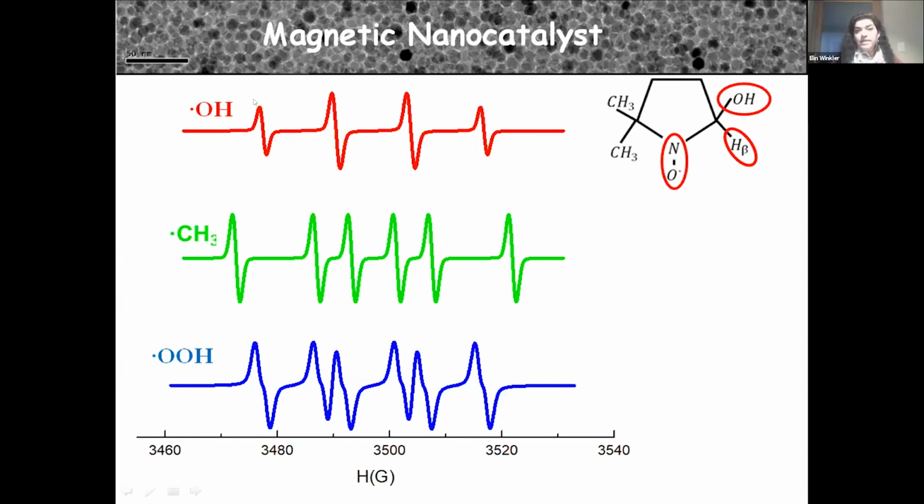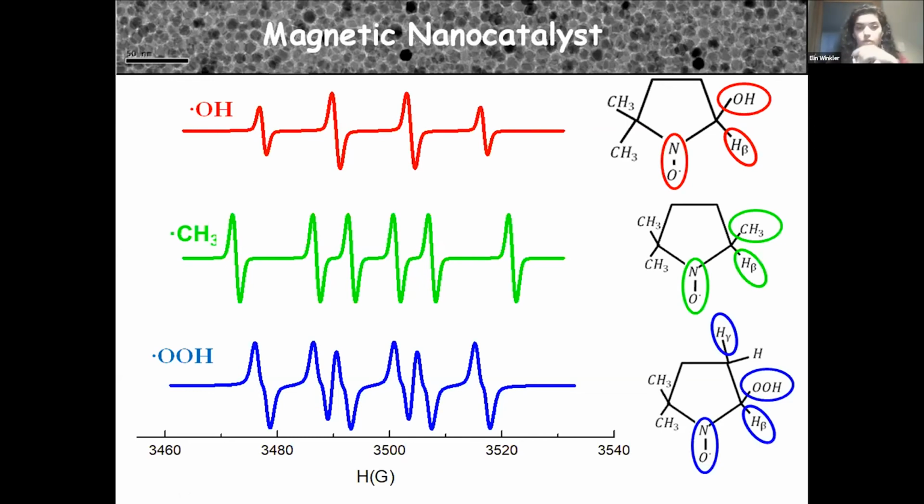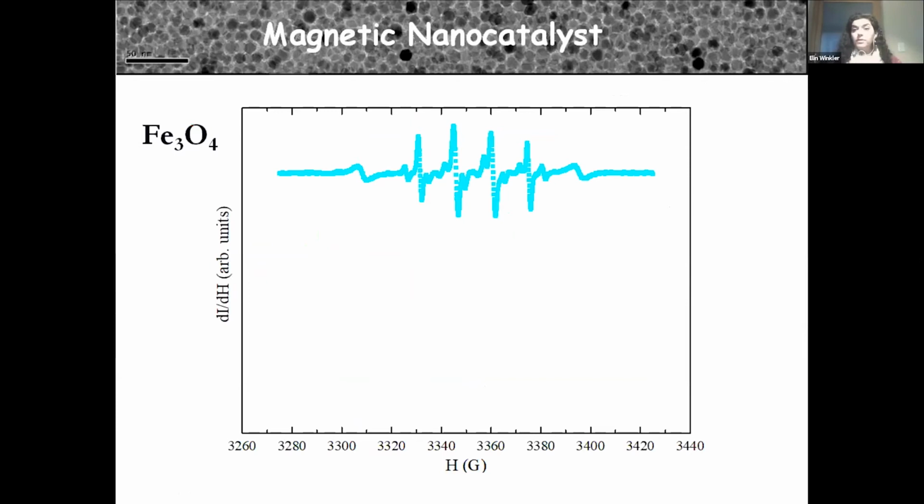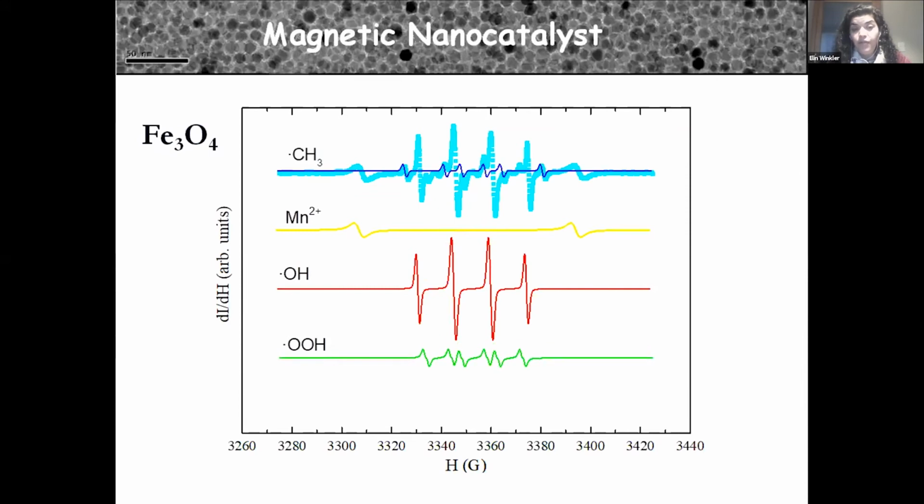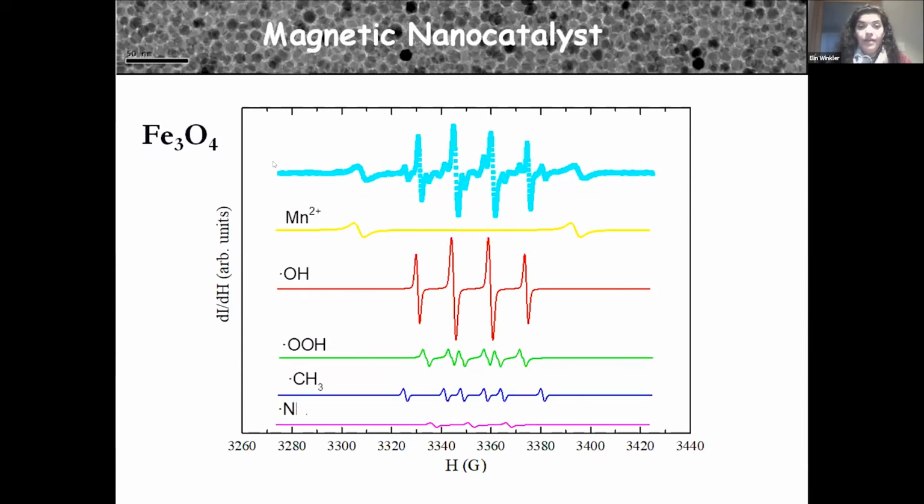For example, this EPR signal corresponds to the spin trap that traps the hydroxyl group. In that case, it is the methyl group, and this signal corresponds to the superoxide. This is one of the measurements of the nanoparticle. The nanoparticle is dispersed in a water solution containing peroxide and the spin trap, and we can make a deconvolution of this signal by fitting it. We can identify and also quantify, because the area of this signal is proportional to the concentration. And we also use manganese as the standard sample.